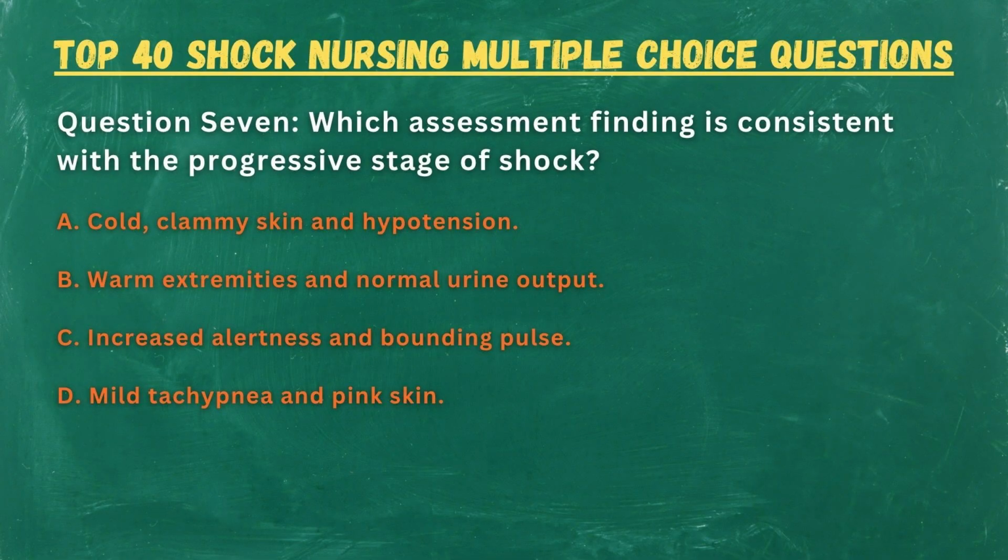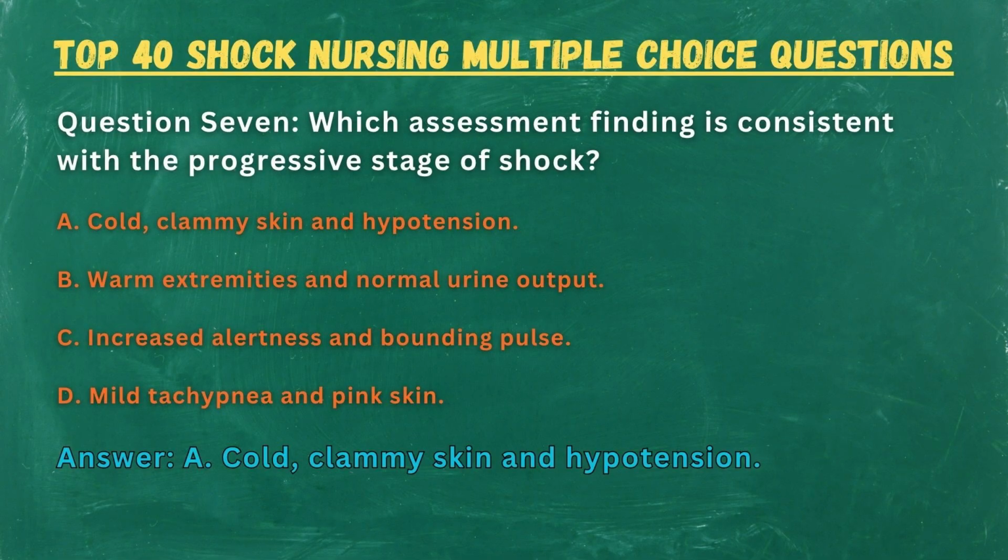Question 7. Which assessment finding is consistent with the progressive stage of shock? A. Cold, clammy skin, and hypotension. B. Warm extremities and normal urine output. C. Increased alertness and bounding pulse. D. Mild tachypnea and pink skin. Answer. A. Cold, clammy skin, and hypotension.